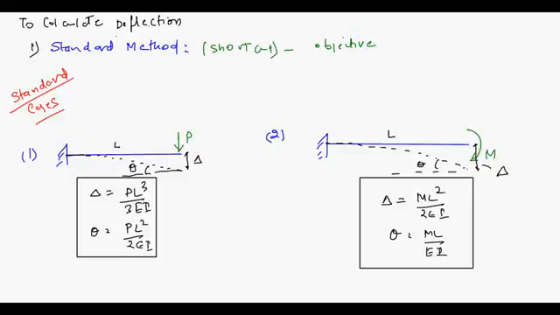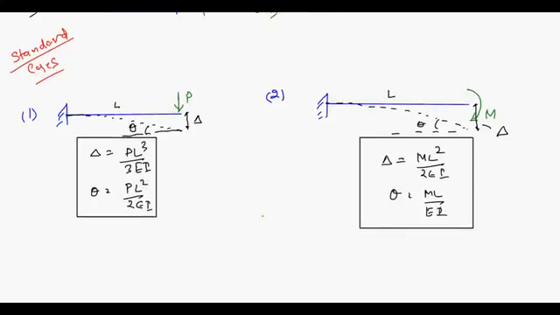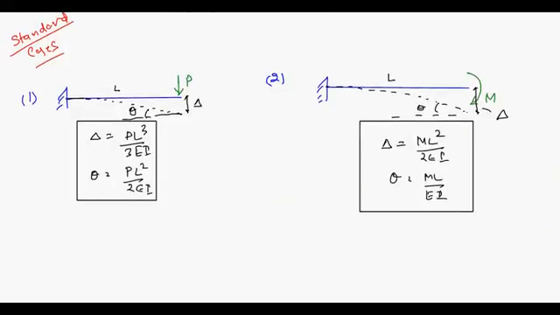These are two standard cases: cantilever with point load and cantilever with concentrated moment at the free end. So you have PL cube upon 3EI as the delta, and theta is PL square upon 2EI. For the moment you have ML square upon 2EI and ML upon EI. Believe me, if you remember these, you will have great help in objective. You will have a certain edge over other people.